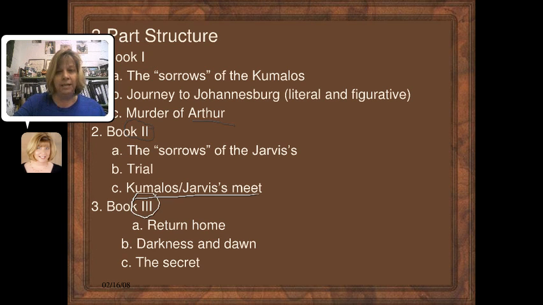And then book 3 is Stephen Kamalo's return home, and this idea of darkness. They go into one of the darkest places of the soul that you could get to, but then the dawn and this new secret of life and how to succeed and how to make sense of everything that's happened.